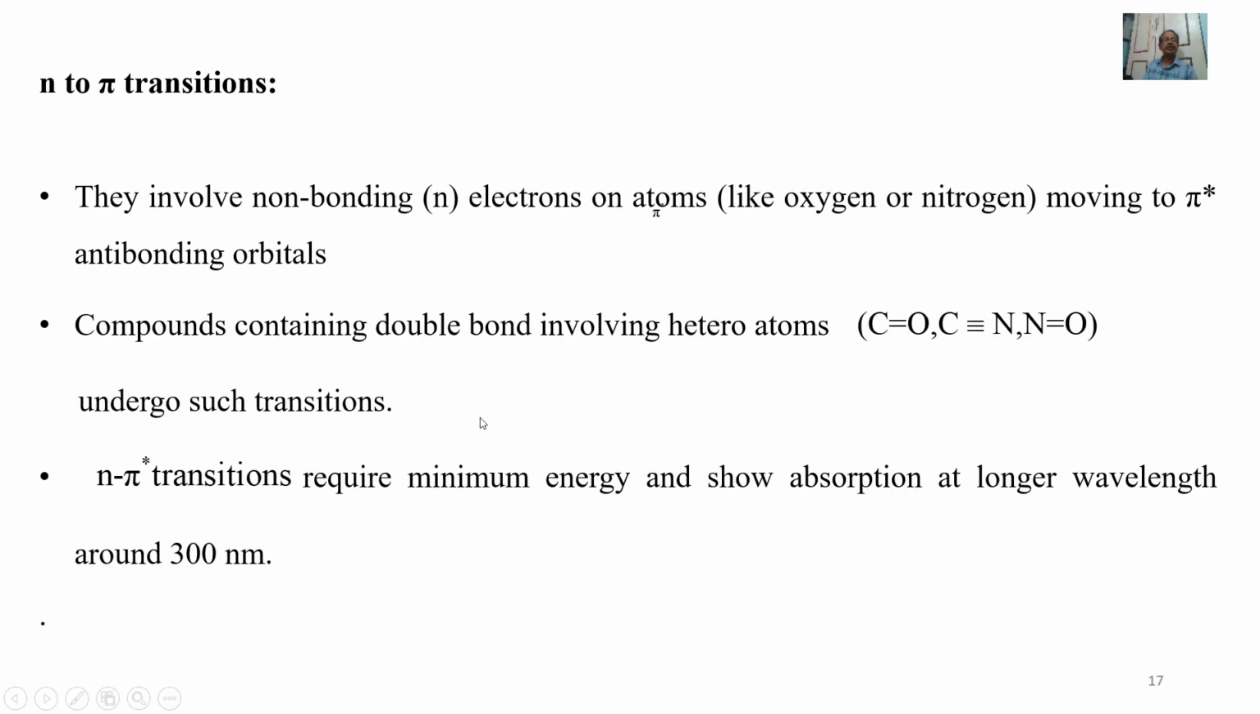n to pi star transitions. They involve non-bonding electrons on atoms like oxygen or nitrogen moving to pi star antibonding orbitals. Compounds containing double bonds involving heteroatoms, such as C double bond O, C triple bond N, and N double bond O, undergo such transitions. n to pi star transitions require minimum energy and show absorption at longer wavelength, around 300 nanometers.